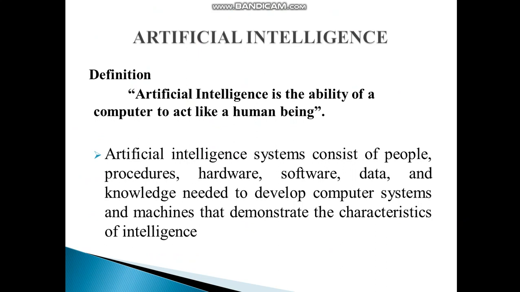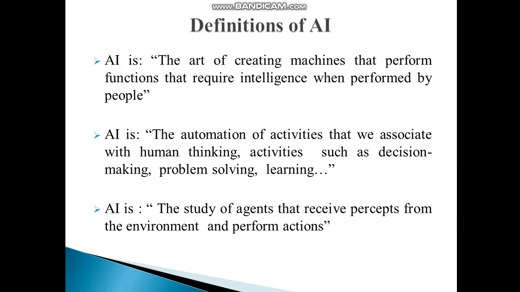What is artificial intelligence? Artificial intelligence is the ability of a computer to act like a human being. An artificial intelligence system consists of people, procedures, hardware, software, data, and knowledge needed to develop computer systems and machines that demonstrate the characteristics of intelligence.